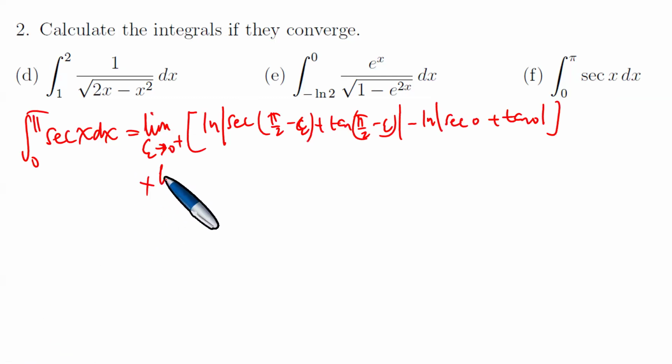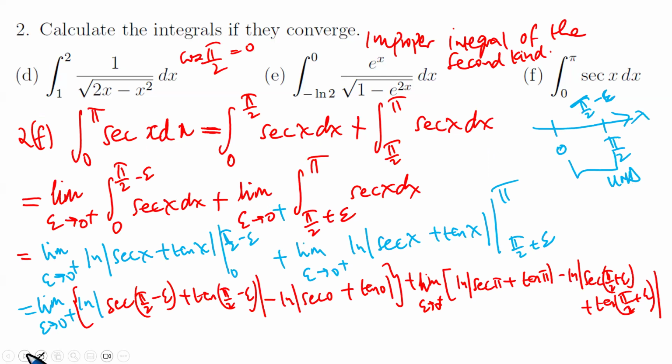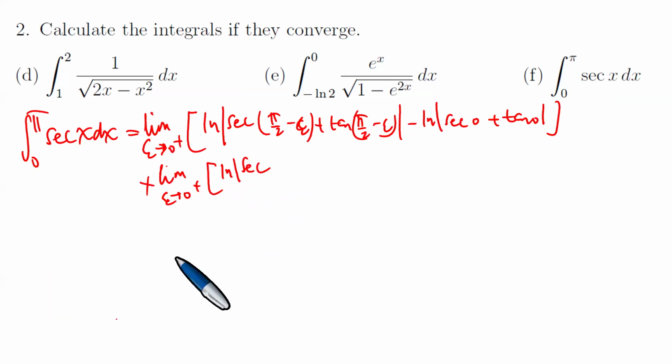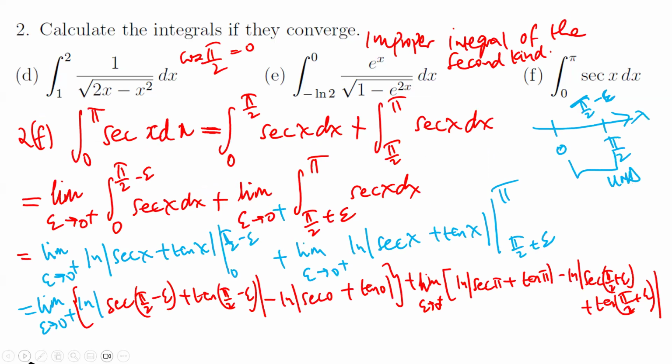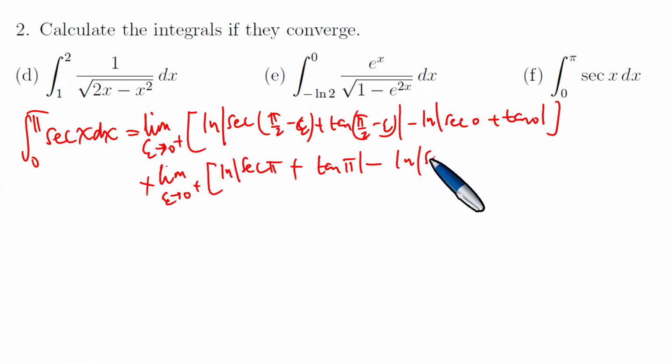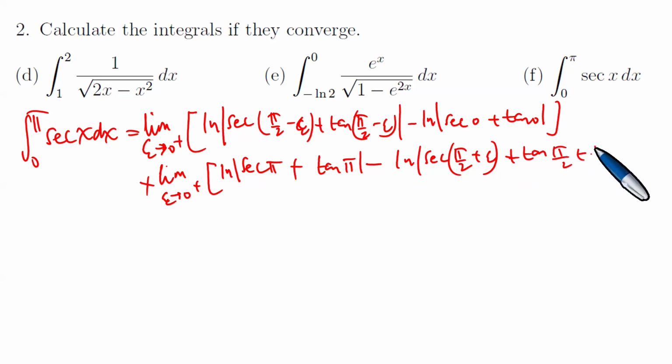Plus the limit is the ln of the secant of pi plus the tangent of pi. Minus the ln of the secant of pi over 2 plus epsilon plus epsilon.